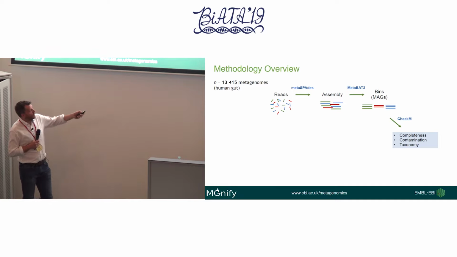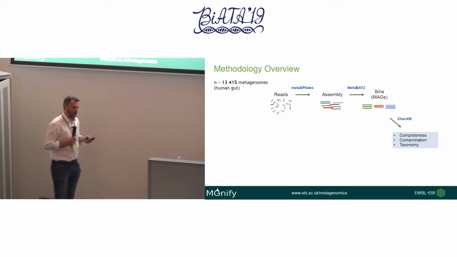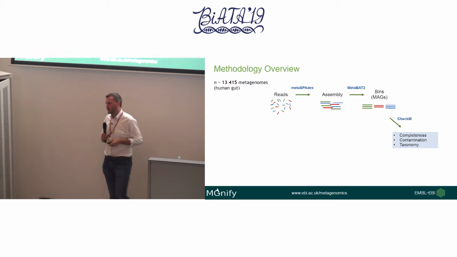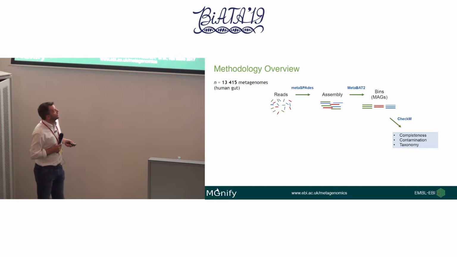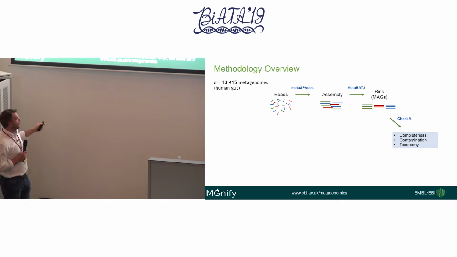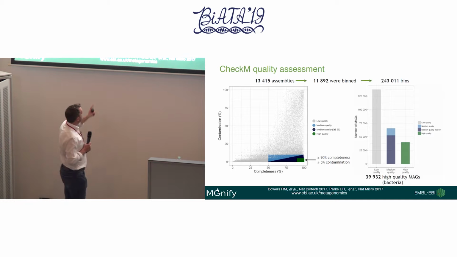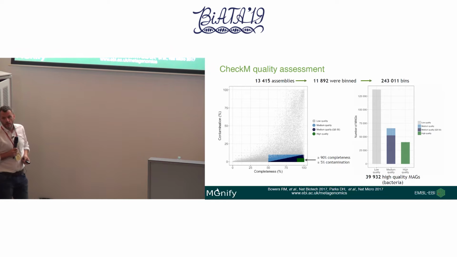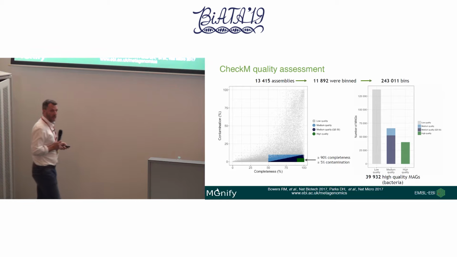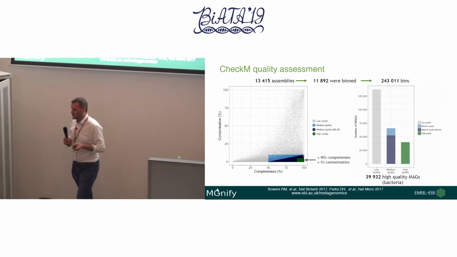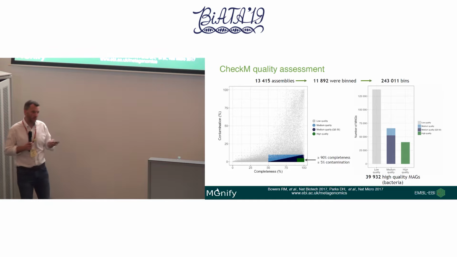CheckM can also give you a crude taxonomy based on those marker genes, so it uses clade-specific sets, and that can give you an insight into the taxonomy. So that was our first step, and this is what you get out. On the left-hand side is completeness along the x-axis plotted against contamination. From our 13,000 assemblies, we got nearly 12,000 where we could actually get bins. Now, some of those samples were mislabeled, so some of them were amplicons, so when you try and assemble them, you don't get anything.